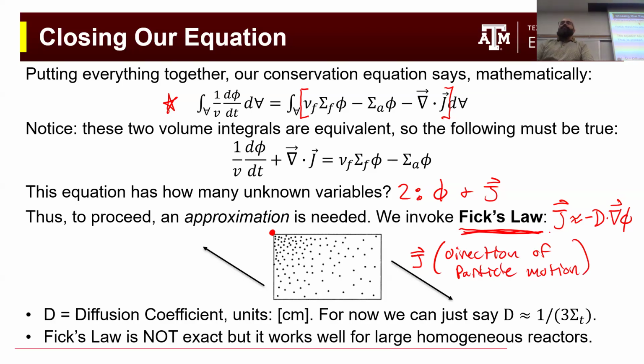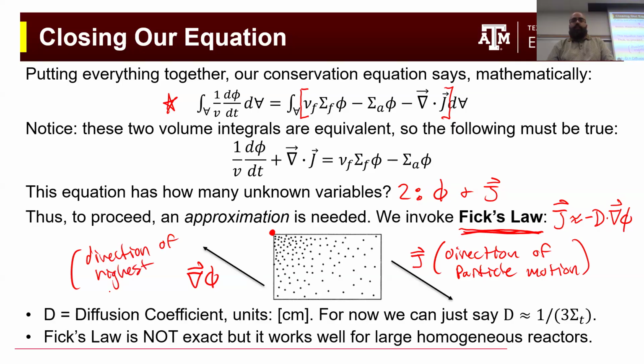And Fick's law says that the direction of particle motion is in the opposite direction to my gradient of the flux. In other words, it's in the opposite direction to the concentration gradient. So if the concentration gradient is the gradient of the flux, we're saying that it's moving away from the direction of highest concentration. So that's what Fick's law says: my current moves opposite to my concentration gradient.